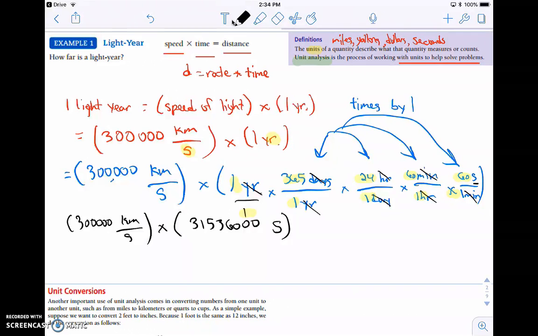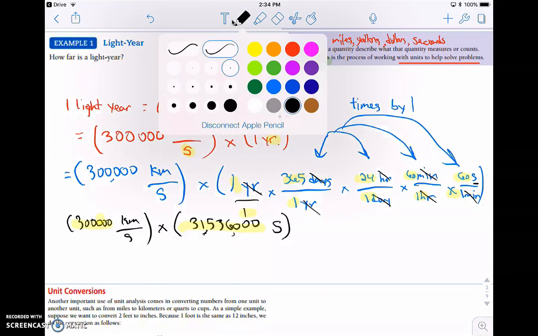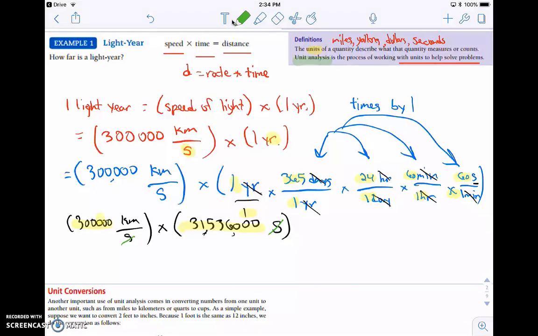So now we have our speed, which is 300,000 kilometers per second, and we've got our time, which is huge, in the millions there, 31,536,000 seconds. And notice that this seconds and this seconds are going to cancel because one's in the numerator, one's in the denominator, so we're left with just kilometers. And this is going to be rounded, but this is approximately 9,460,000,000,000 kilometers.